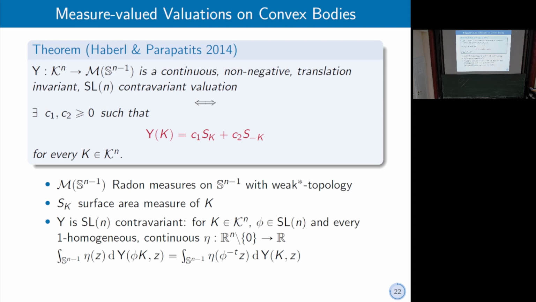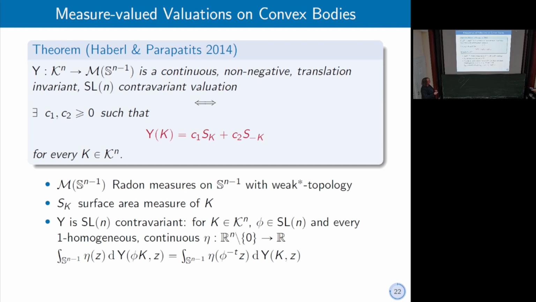Okay, so I think this is a well-known notion, the surface area measure of a convex body. If you want, you take the n-1 dimensional Hausdorff measure restricted to the boundary and push it forward through the Gauss map. This gives you the surface area measure on the sphere. And this is a characterization of surface area measure by Christoph Haberl and Lukas Parapatitz.